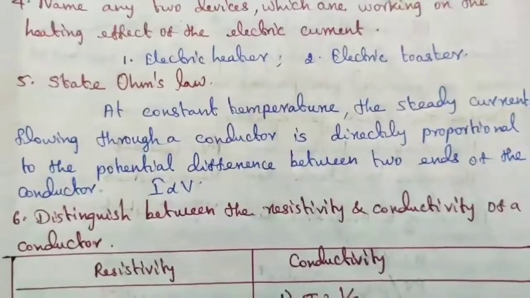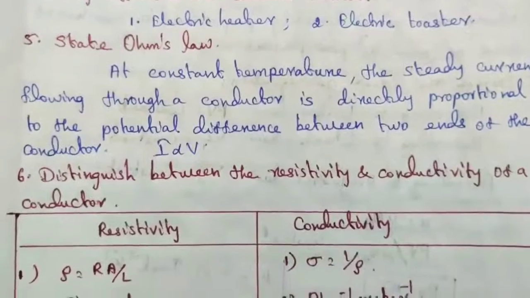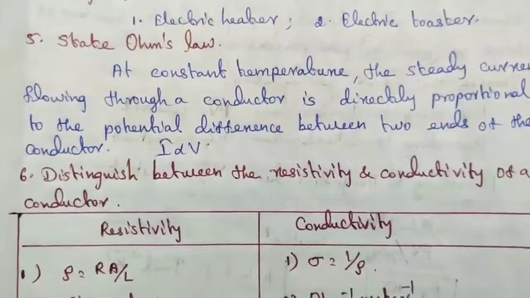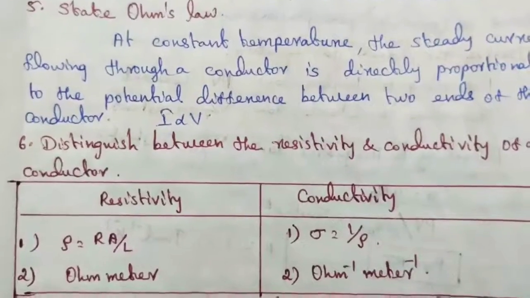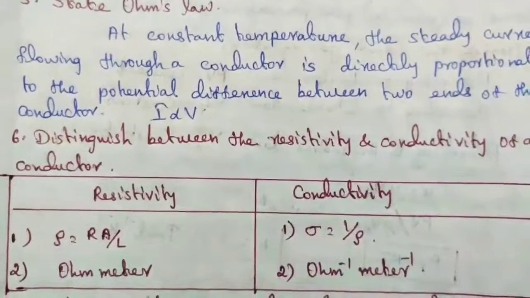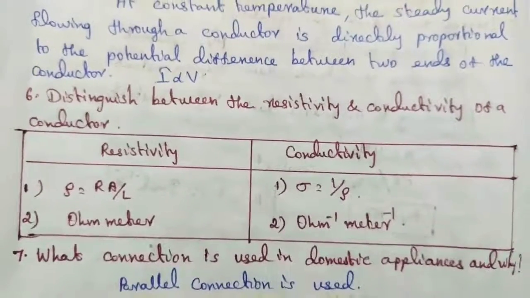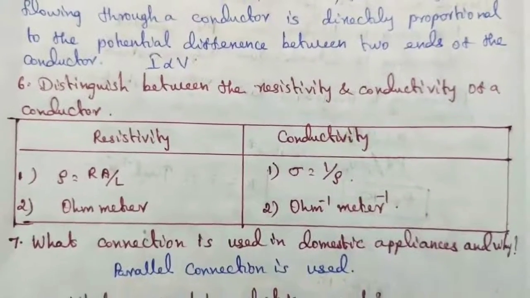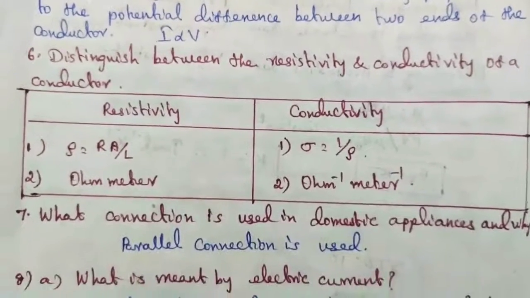Distinguish between the resistivity and conductivity of a conductor. Resistivity, rho, is equal to RA by L. Conductivity, sigma, is equal to 1 by rho. The unit is ohm meter, and for conductivity, ohm inverse meter inverse. Question number 7. What connection is used in domestic appliances and why? Parallel connection is used.